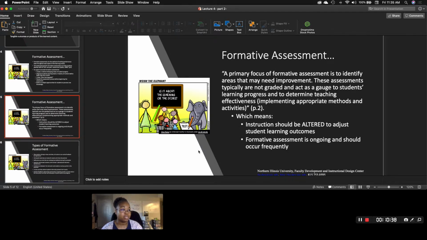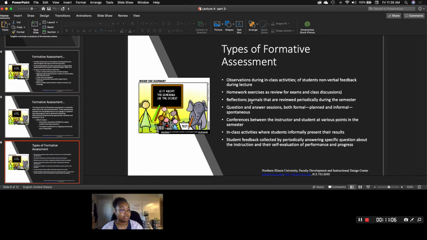Remember that a primary focus of formative assessment is to identify areas that may need improvement. These assessments are typically not graded and act as a gauge to students' learning progress and to determine teaching effectiveness. So that means that instruction should be altered to adjust student learning outcomes. And then formative assessment is ongoing and should occur frequently.